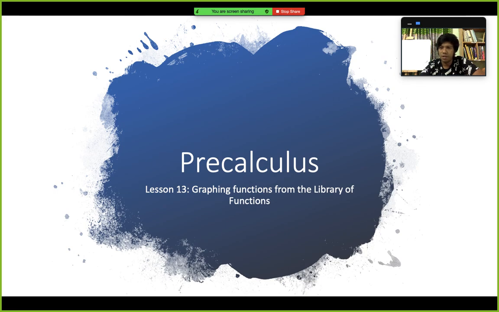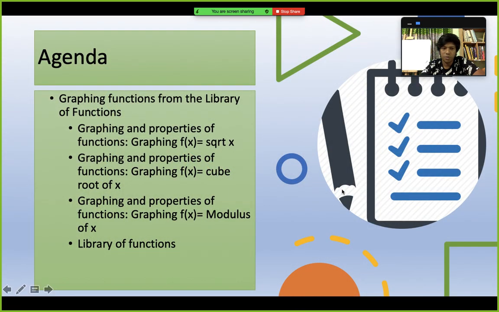This is lesson 13, graphing functions from the library of functions. So this is the agenda. We'll try to graph square root of x, cube root of x, and the modulus of x. The library of functions indicates some common functions that are needed on many occasions, for our class, for pre-calculus, and for calculus eventually.